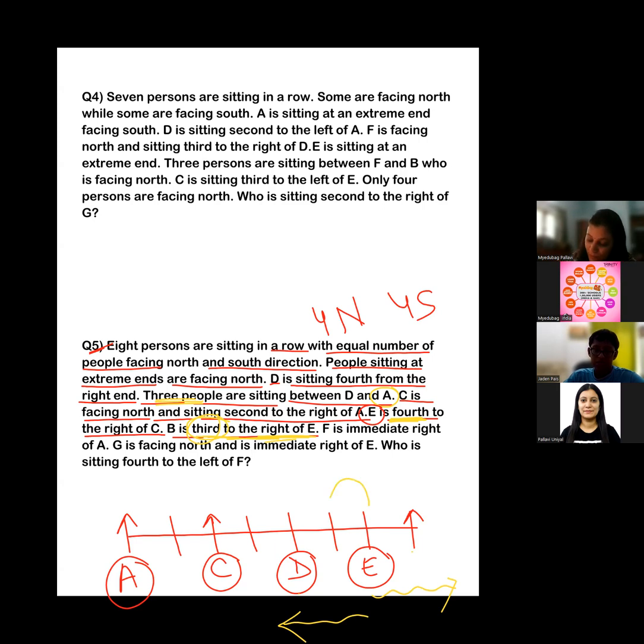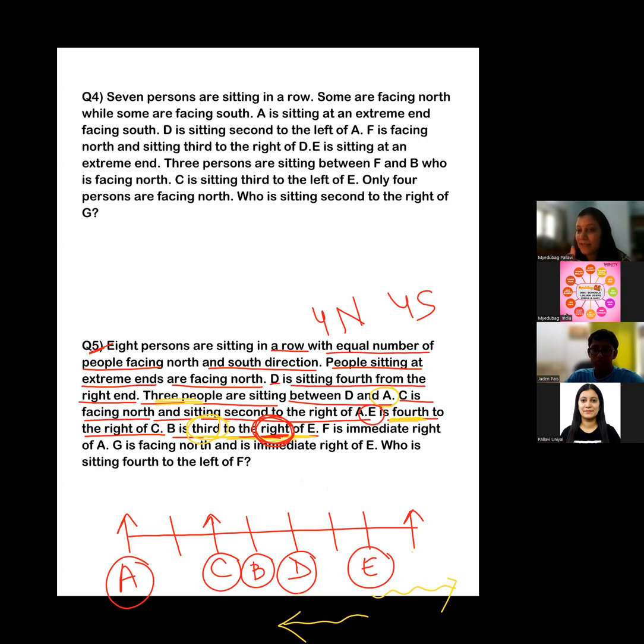So one place, two places, and third. Third to the right is B. Is that correct? Now since it is given B is third to the right of E, from this point can we make out which direction E is facing? If B is third to the right of E, can you tell me which direction E will be facing?